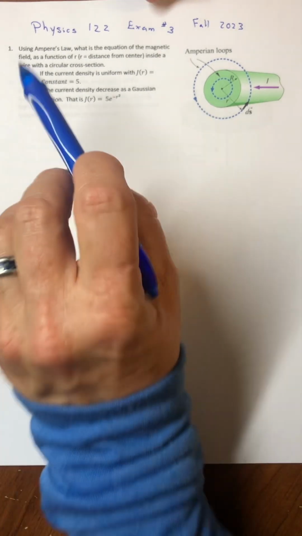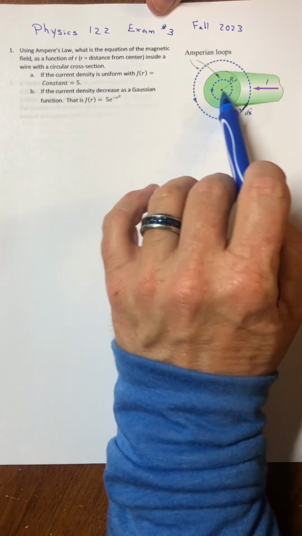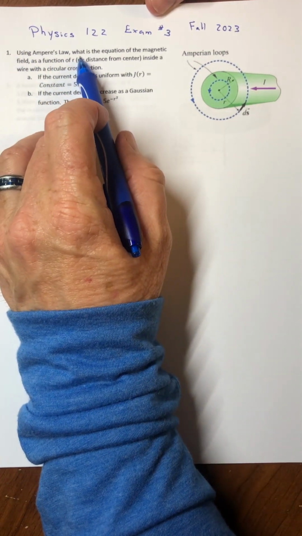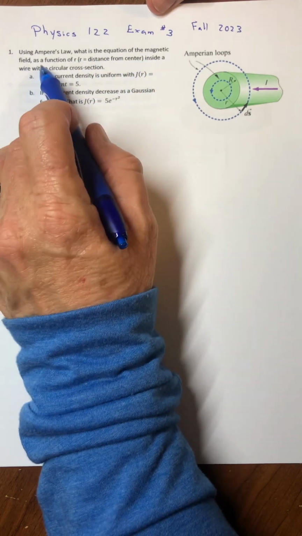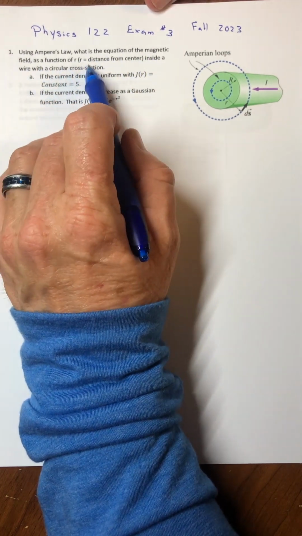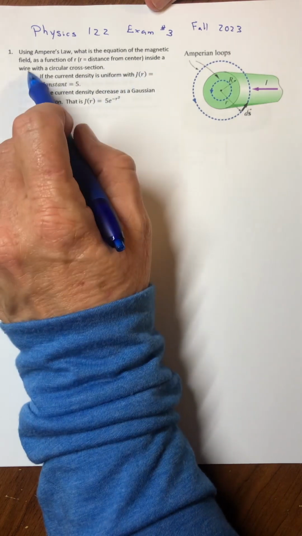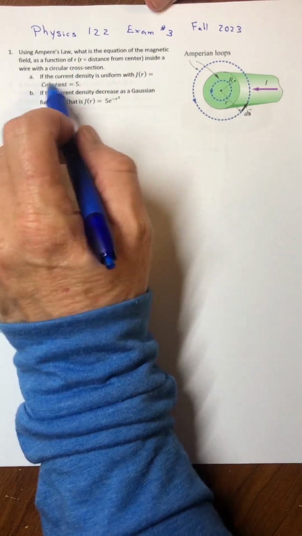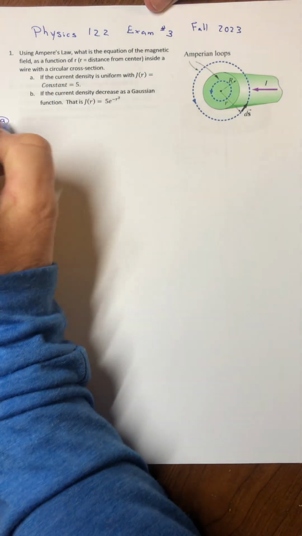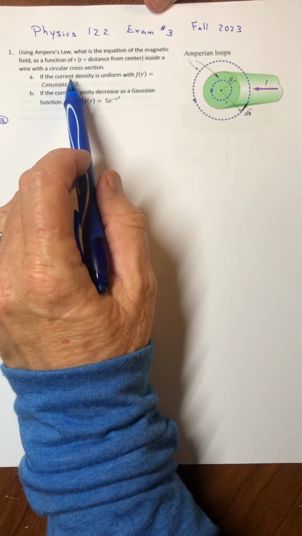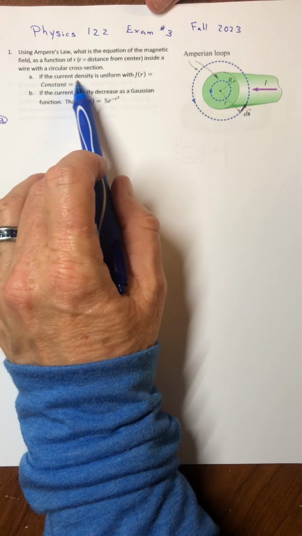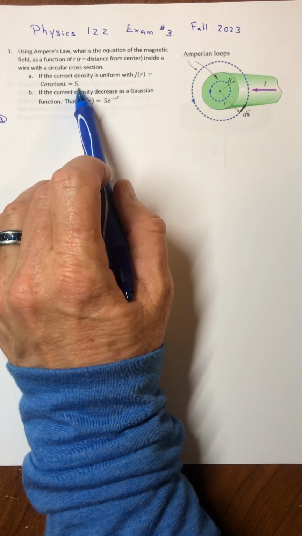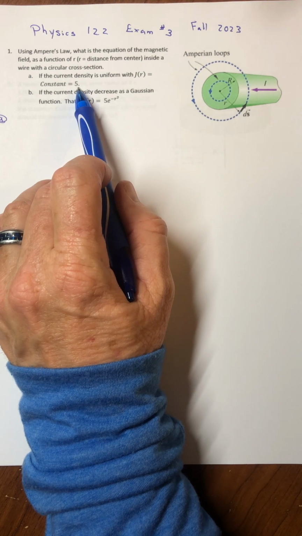All right, so let's start with number 1. You can kind of see it's going to be Ampere's law. It says, using Ampere's law, what is the equation of the magnetic field as a function of r, being distance from the center, inside a wire with a circular cross-section? We've got two parts here, and the easy one is the one we did in class: if the current density is uniform, that is, there's some current density just equal to a constant 5.